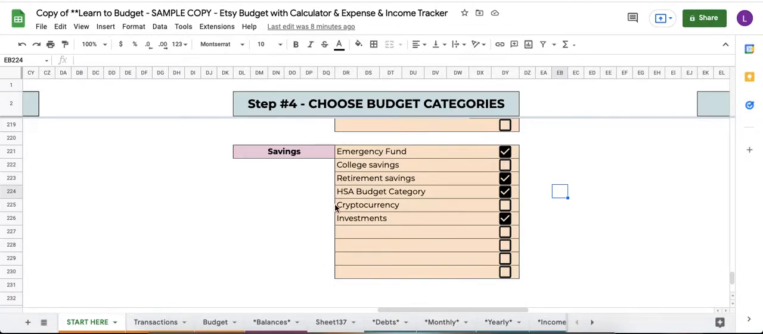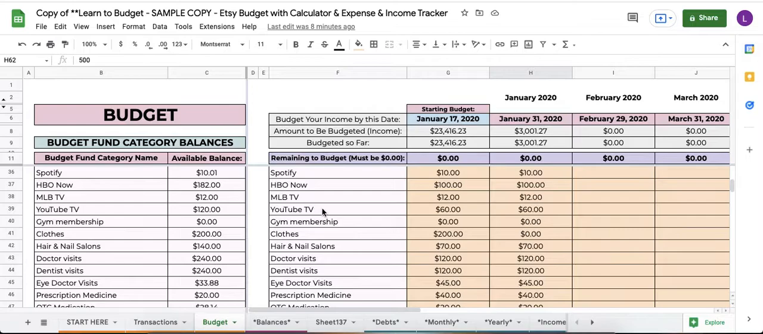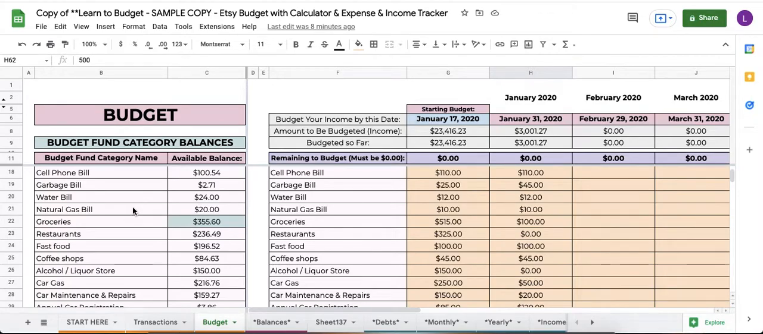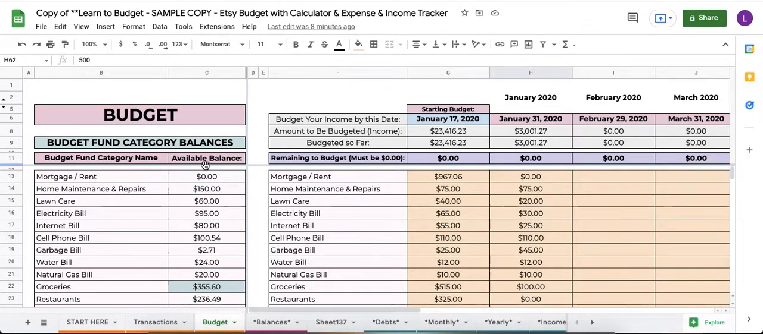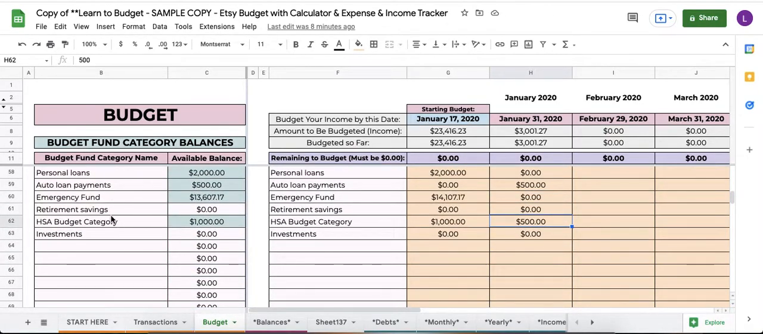So once you've entered all of your investments, savings, HSA, cryptocurrency, retirement savings as budget fund categories here, what is going to happen, as you know, is that on the budget sheet, those are all going to pop up as budget fund categories in both column B and F. And then, of course, as you already know, in these cells right here in columns B and C, it is telling you the balance you have available, quote, to spend on any one of these specific budget categories. Same applies to the savings categories that you have down here, your retirement savings, your investments, your HSA.